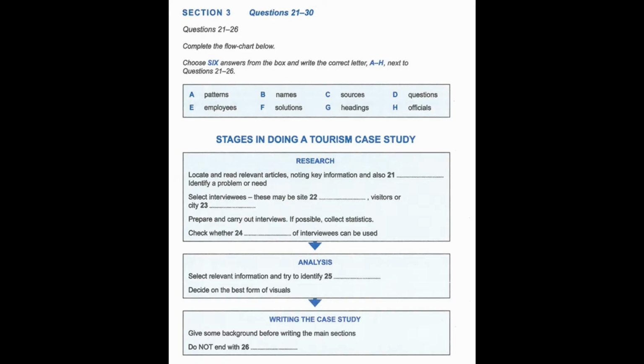Yes, I found some articles and made notes of the main points. Did you remember to keep a record of where you got the information from? Sure, I know what a pain it is when you forget that. OK, so we can compare what we've read. Then we have to decide on a particular problem or need at our site. And then think about who we're going to interview to get more information.